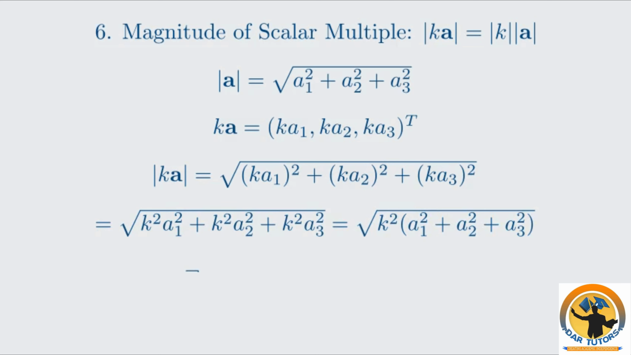squared. We can take the k squared out of the square root, which gives us the absolute value of k. What's left inside the square root is the magnitude of a. So we have proven that the magnitude of k a is the absolute value of k times the magnitude of a. This property also tells us that the vector k a is parallel to the vector a. If k is positive, they point in the same direction. If k is negative, they point in opposite directions.